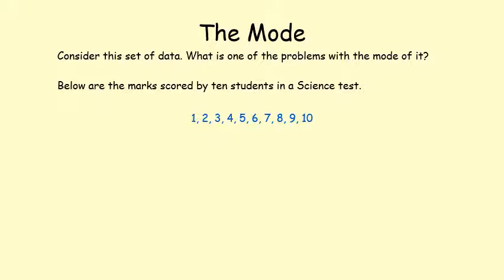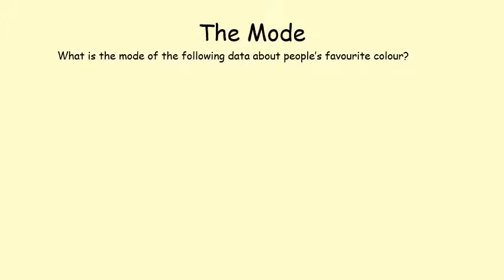Okay, so if you look at this data, you will have found quite quickly that there is no mode here. So where there is no kind of mode or value, it does become very hard to say very much about the data. So the second example, we've got a mode with data of people's favourite colour. So can you find the mode from this set of data?